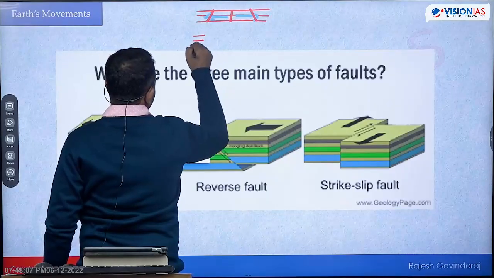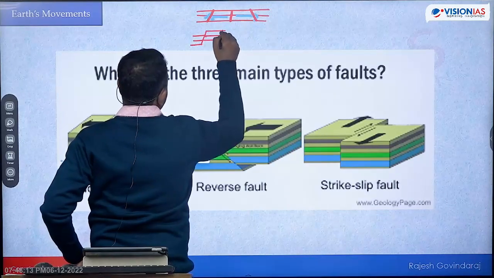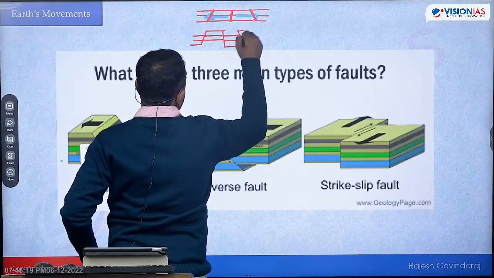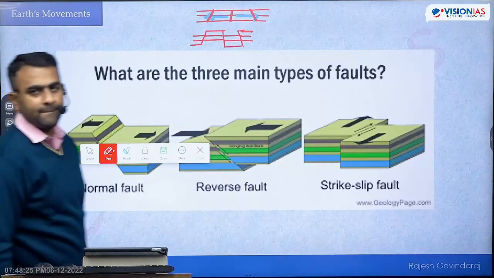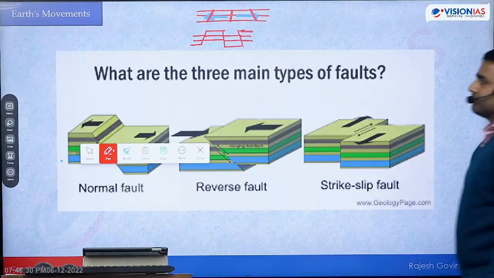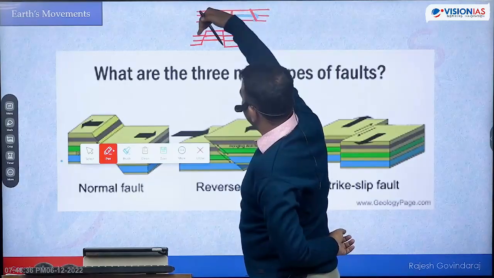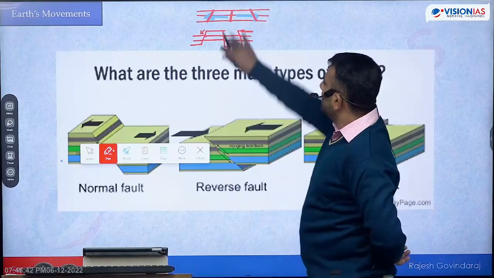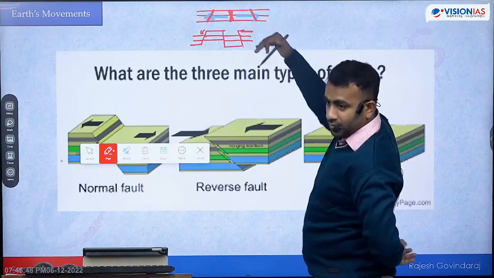You will find one block here, another block here. Suppose one went down and one is up. The blocks are moving in relation to another. If this is being pushed away, since the slope is in this direction, this will slide down a bit. It moves down. And if this is moving away, suppose the slope was like this, this slides down.